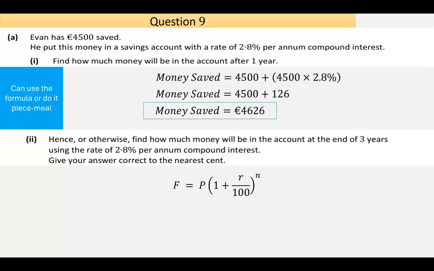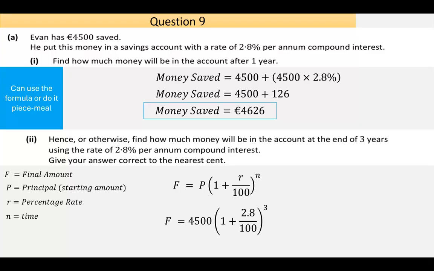So this is the formula. It's in the maths tables. The F means the final amount, your answer. The P is the principal, your starting amount, so the 4,500. The R is the percentage rate, which is 2.8%. And then the N is the number of years, which in this case is 3 years. So if we put those numbers in, we're looking for the final amount. That's our unknown. We know everything else, so this will work. It's just a matter of doing it. The principal is the 4,500, the 2.8 over 100, and then to the power of 3.